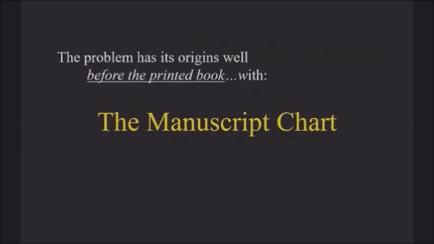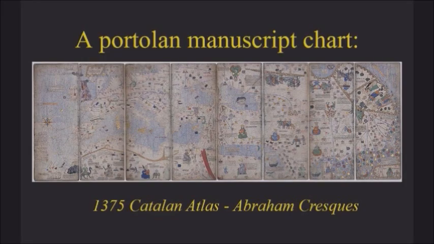The problem has its origins well before the printed book, actually, with the manuscript chart. A portolan manuscript chart is not easy to read. You have to get used to the imagery or the iconography, and then it becomes pretty interesting very quickly, like this particular chart made in 1375, now known as the Catalan Atlas, and owned by the French.